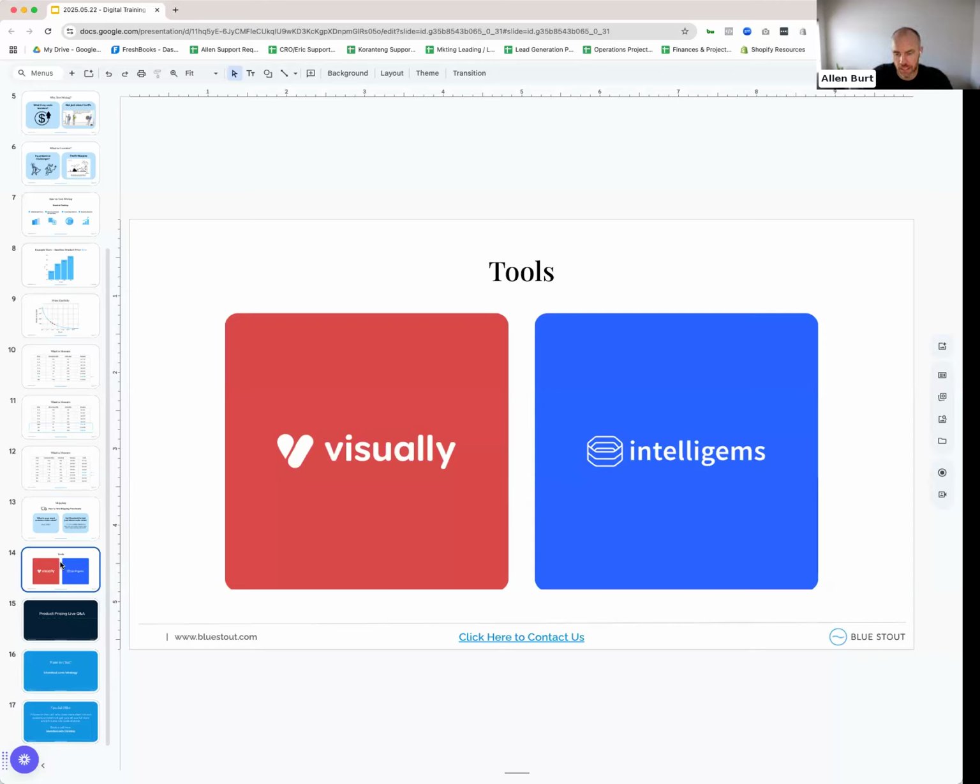IntelliGems, I would probably say, is the gold standard in the space. They've been around the longest. I think they really launched to do price testing, even though they do more than that now. They do general A/B testing now. But we still find them to be one of the best tools that we leverage for price testing for our brands. And then Visually.io is a newer tool on the market within the last couple of years or so.